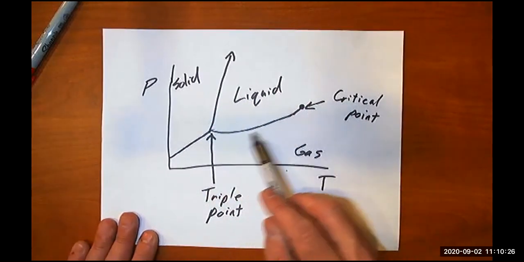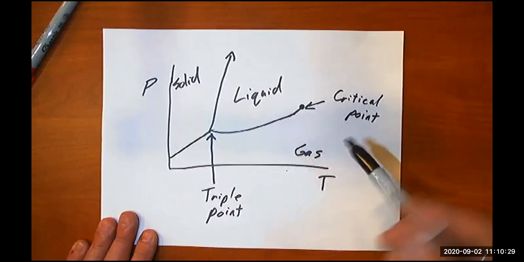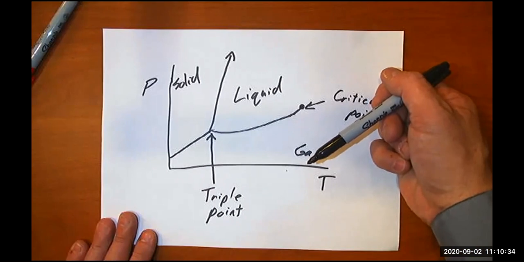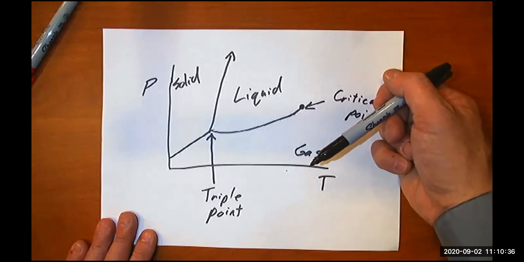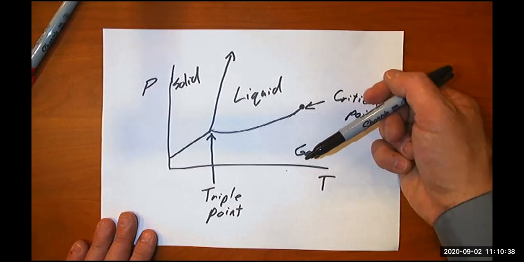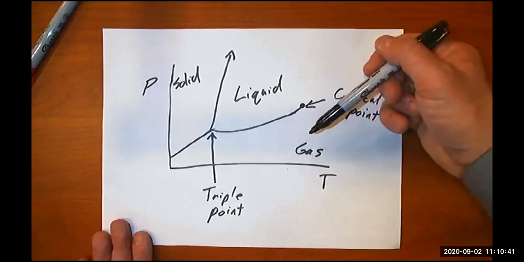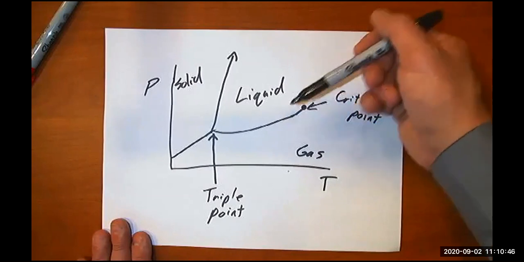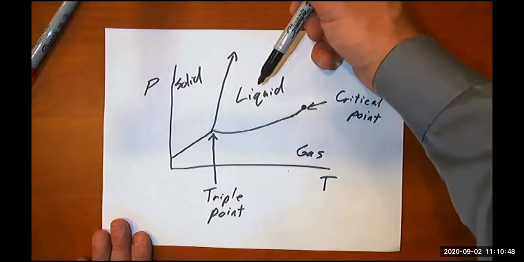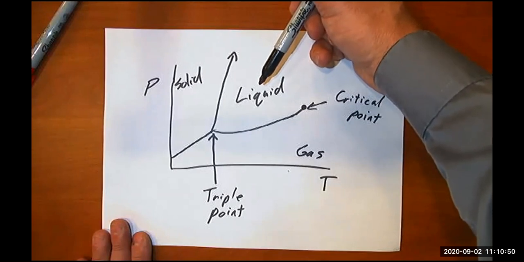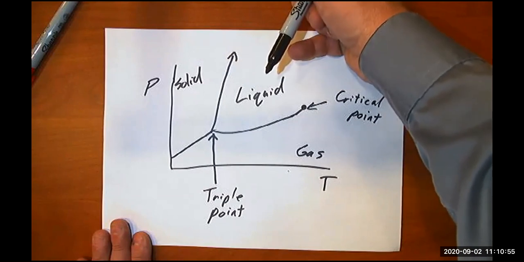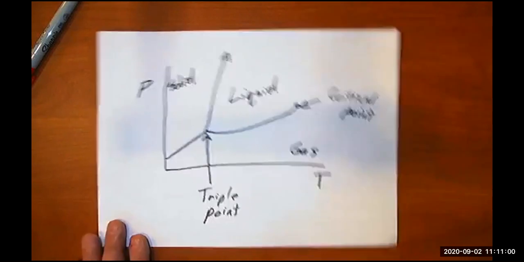This line is the equilibrium between liquid and gas. What is the transition called when we go from liquid to gas? Yes. Vaporization or boiling. Yep. When we go from gas to liquid? Yes. Condensation. What about when we go from solid to liquid? Yeah. Melting. When we go from liquid to solid? Yeah. Freezing. Right. Okay.